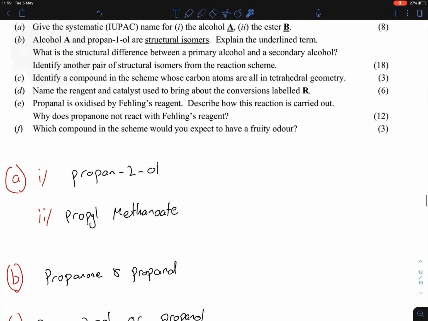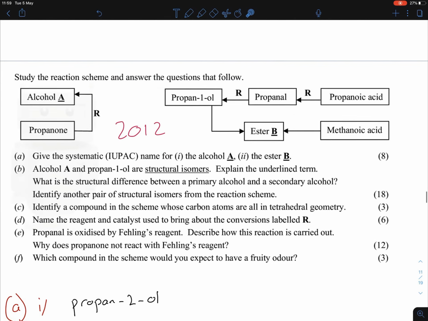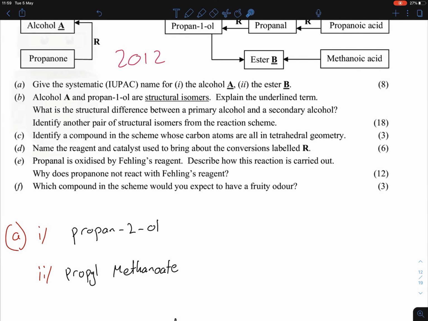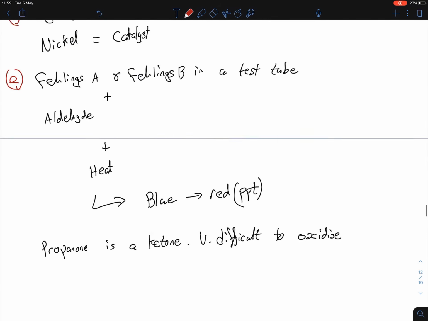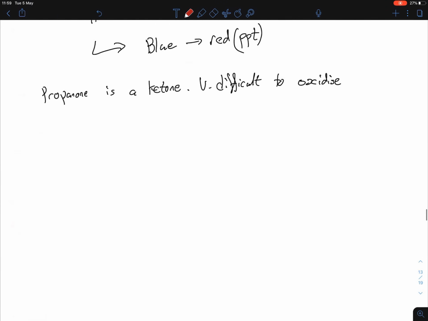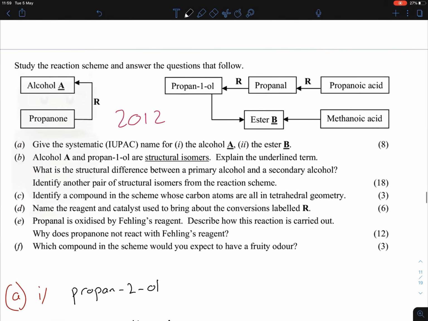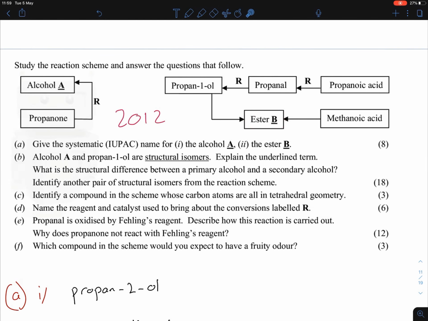Next, F. Which compound in the reaction scheme would you expect to have a fruity odor? As soon as you see the word fruity, it's going to be esters. So ester, we've named it already. Ester B is going to be propyl methanoate. I'll write it down just to keep everything consistent. So that's F, propyl methanoate. And if you just wanted to say ester B, you would have got full marks. So look, guys, that's it for this one.